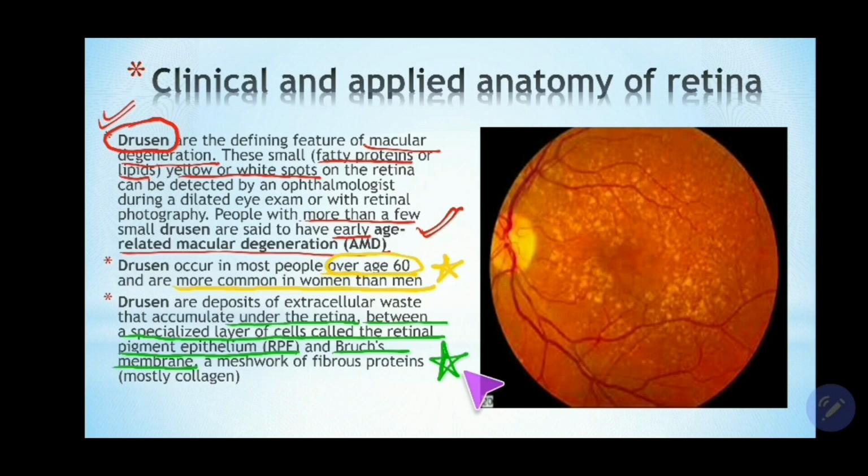So this is exactly another important point about drusen: where do these waste products, the lipid products, accumulate? They are actually below the pigment epithelium, and what lies below the pigment epithelium is the Bruch's membrane. So in between Bruch's membrane and the pigment epithelium you find these lipid droplets, waste lipid products, small little spots. They are present deep to the retina in between the pigment epithelium and the Bruch's membrane. These are called drusen. Okay.